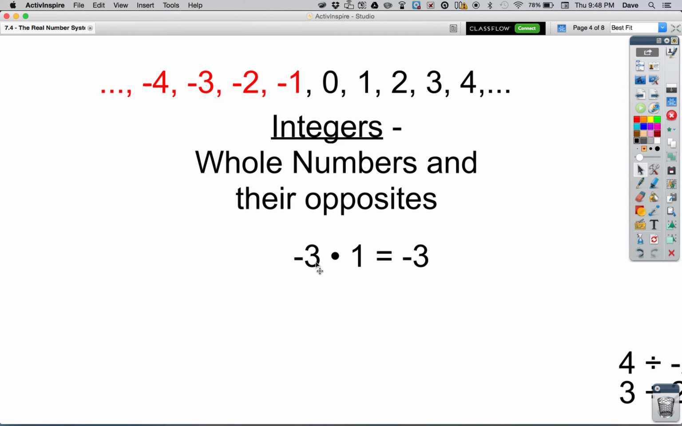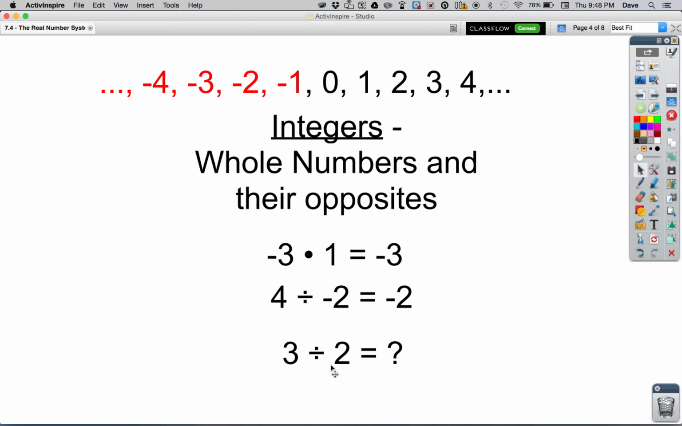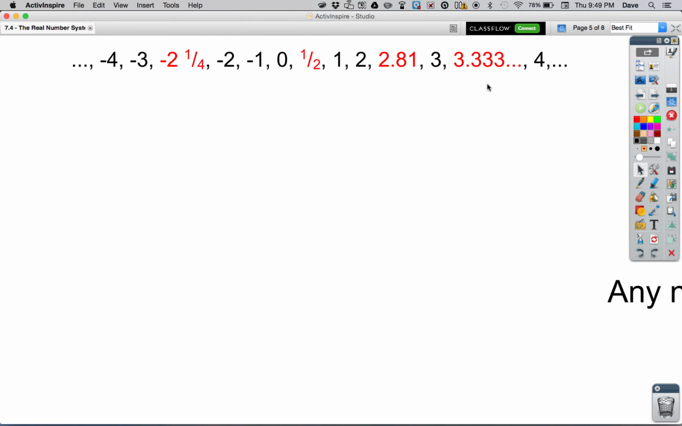Looking at some of the math we could do, negative 3 times 1 is negative 3. That uses all my different integers here. 4 divided by negative 2 is negative 2, once again using all the integers that are listed. But then, again, a problem came up. 3 divided by 2. Well, we know it's 1.5. But if you notice, 1.5 doesn't yet exist in our number system. So once again, the number system evolved to include all those partial numbers in between all of the integers.